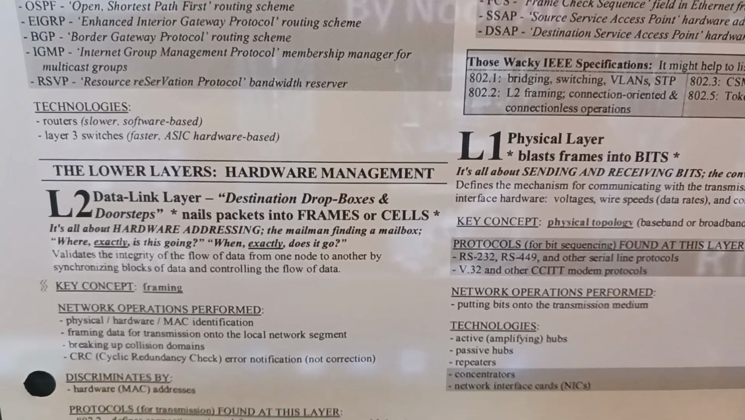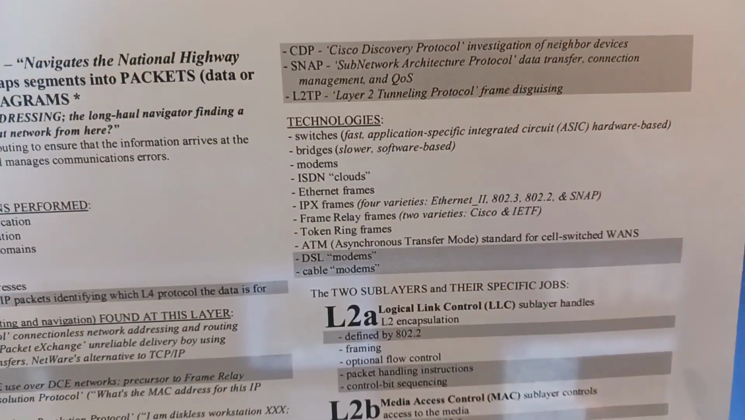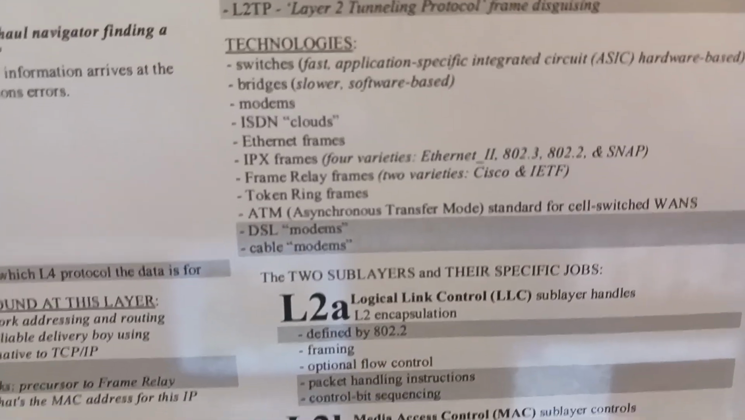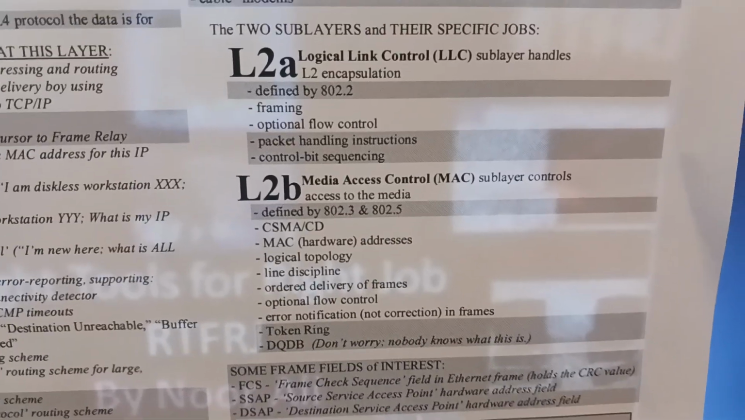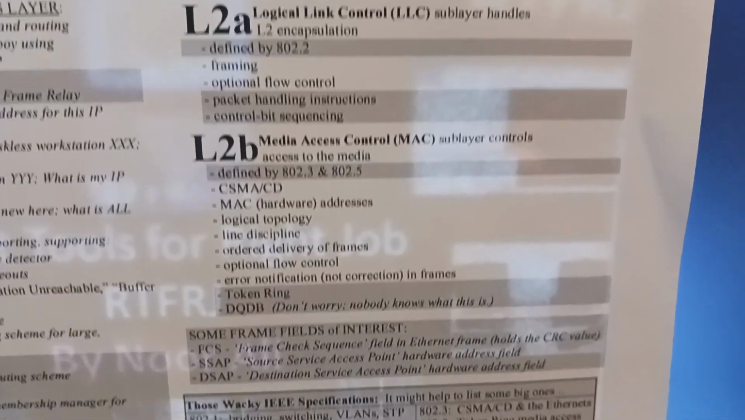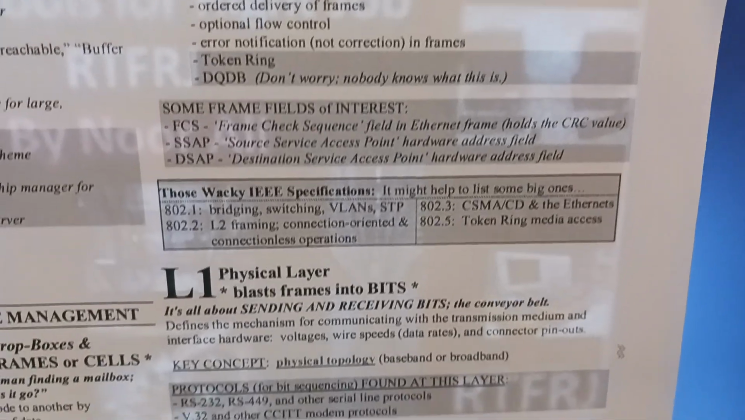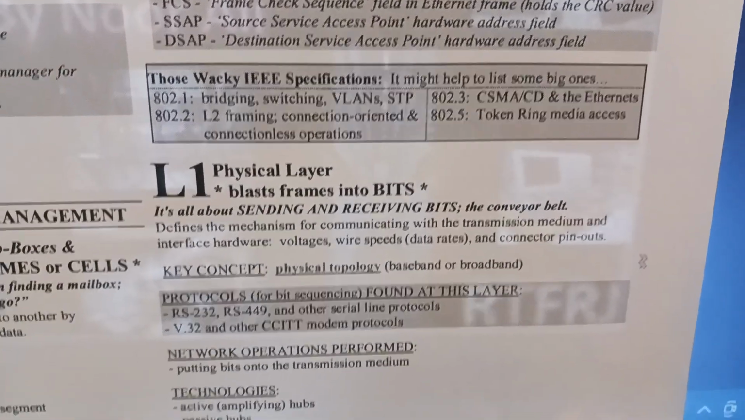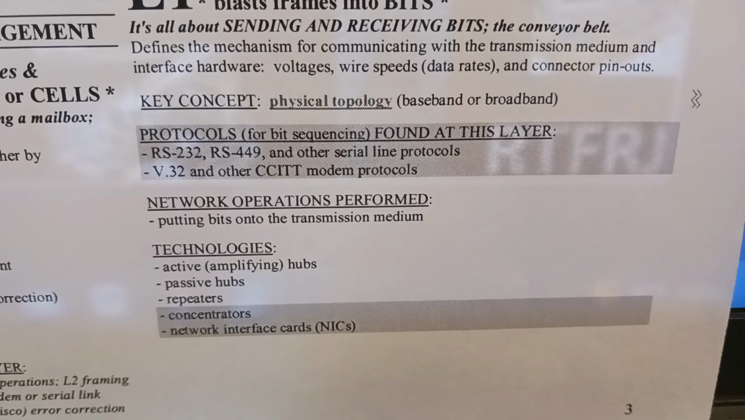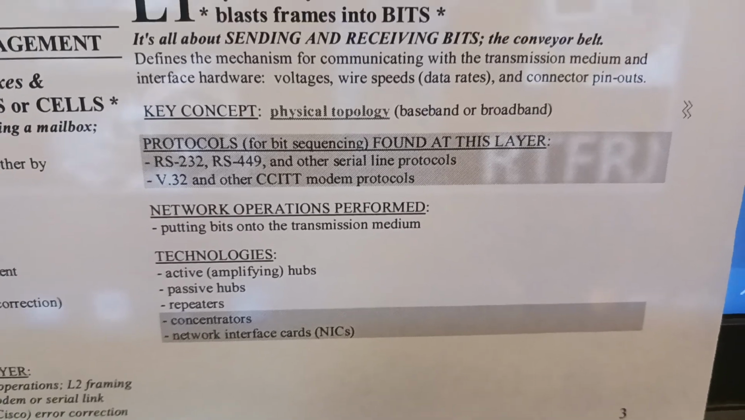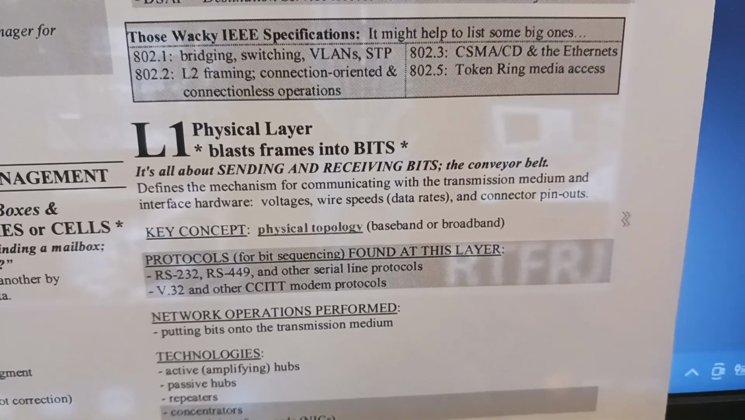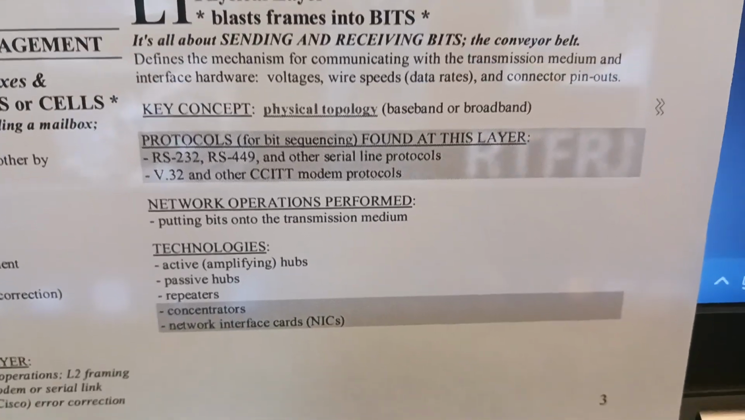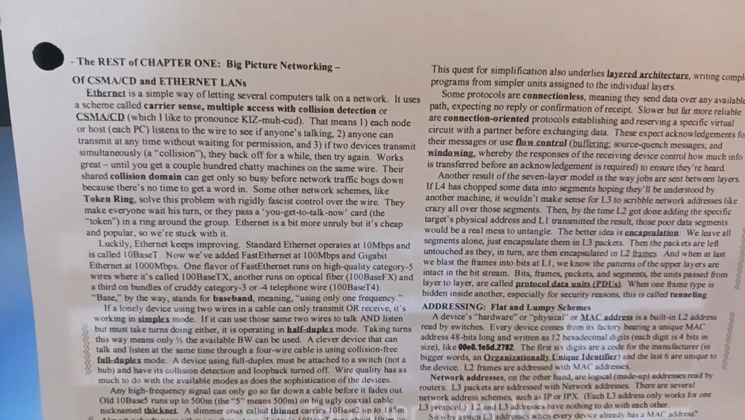There's your L2, data link layer. And then it breaks down technologies right here. L2A is logical link control, LLC. L2B is media access control, known as MAC. And L1, we already know L1 is the physical layer. That is where all your hubs, your repeaters, your NICs, your cables, cable management arm, all that stuff comes in. It's known as the physical layer. So this packet is known as a big picture of networking, right?